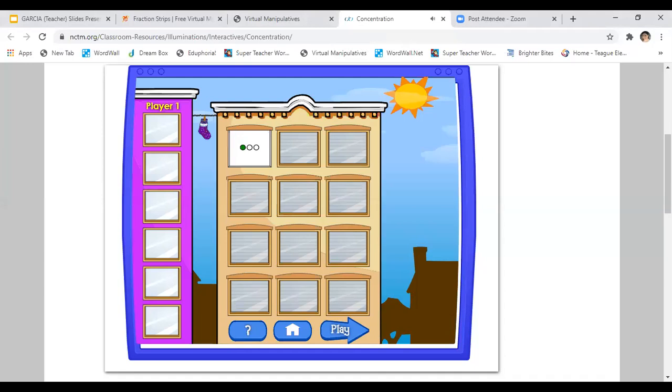Okay, so here's the first one. I think that's 1/3. Let me see what's next. Oh no, that looked like 3/4. Let me try another one. 1/3. Wait a minute, I think I've seen 1/3 before. Wasn't it right here where I saw 1/3? Yes, I got one. This is the game of concentration. I don't want to forget that this was 3/4. Let me try another one.